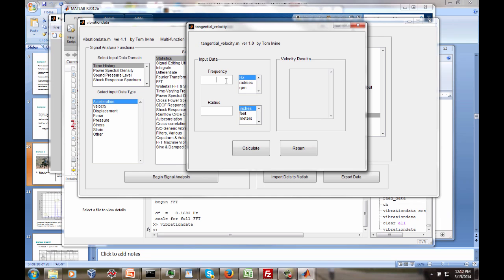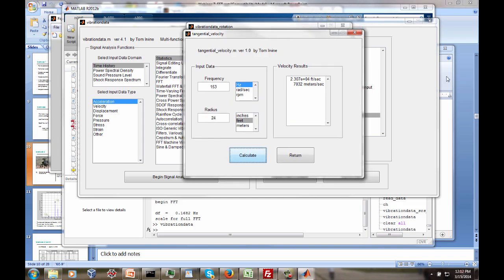So we have 153 hertz, that's our highest individual spectral peak. Radius 24 feet. And that's equal to over 7,000 meters per second. Well, does that make sense? And the answer is no, that does not make sense, because the speed of sound is 343 meters per second.